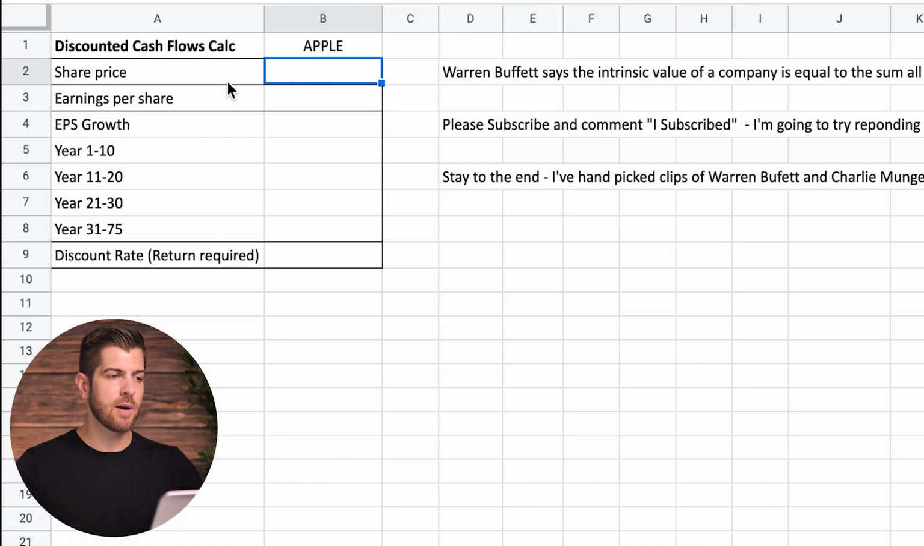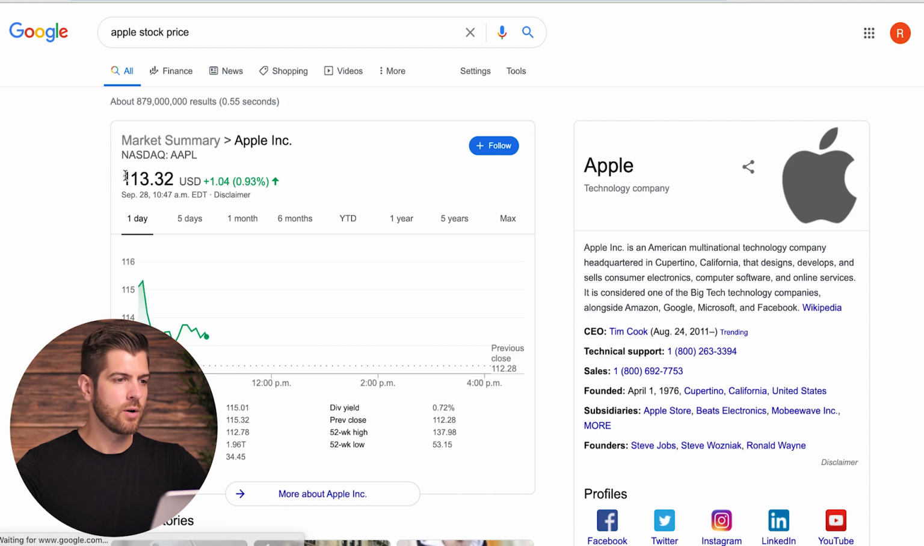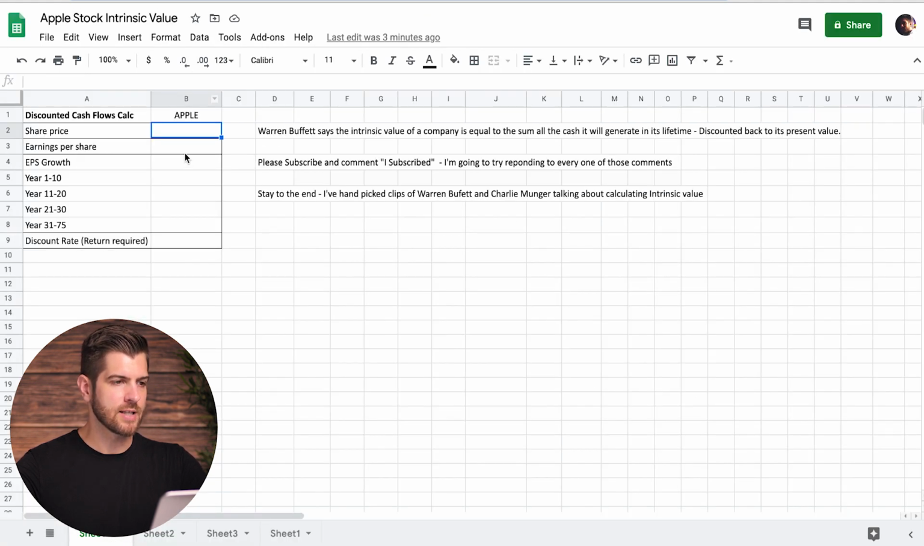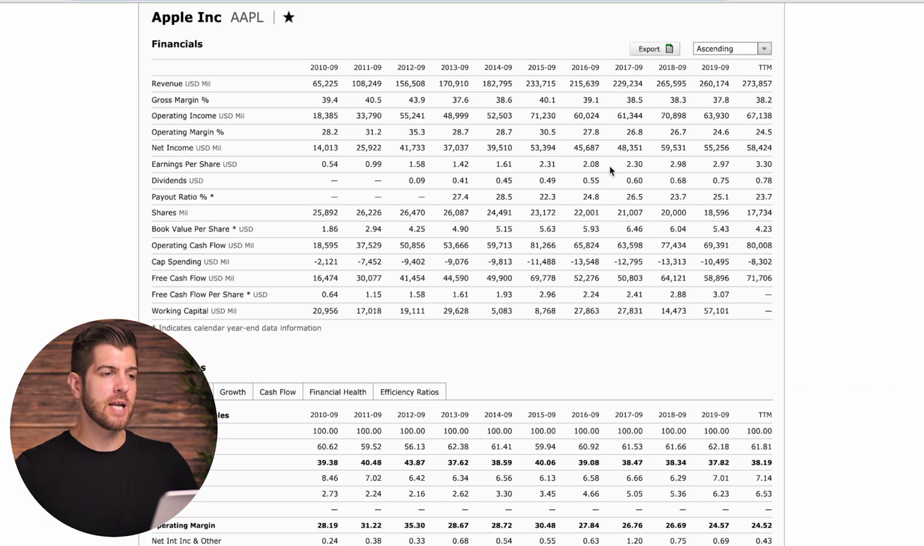Okay, so we're gonna take it line by line, and I'm very excited for what I'm about to teach you. So line by line though, the share price, we can grab that from Google. We have the share price right now, $113. I'm just gonna paste that right in there. Okay, now for the earnings per share, I'm gonna just grab this from the key ratios tab of Morningstar, and I'm just gonna use the $3.30, which comes from the trailing 12-month column.